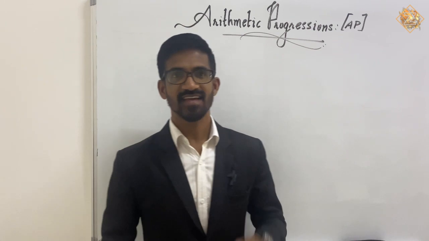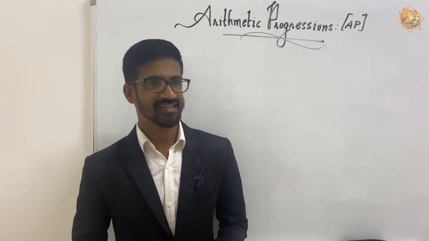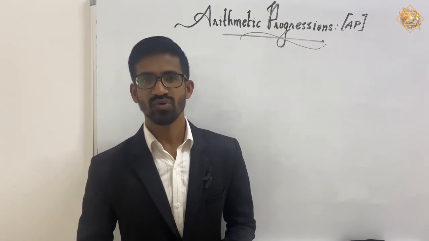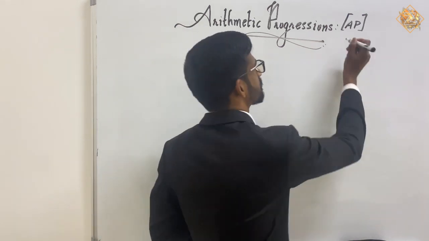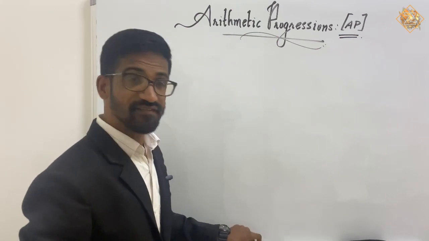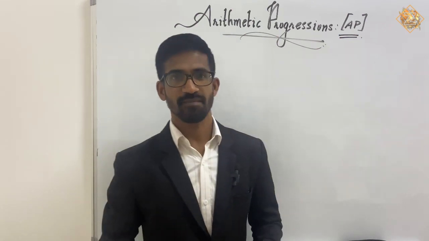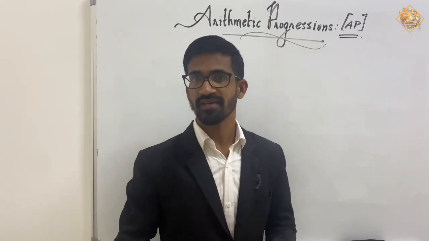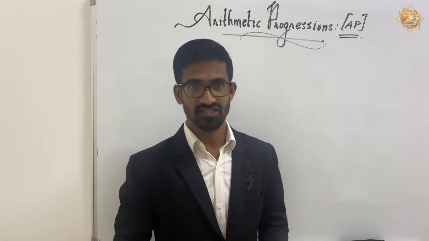Today we are going to discuss Chapter 5 of Grade 10, that is Arithmetic Progression. In short, we can write it as AP, Arithmetic Progression. By definition, it states that it's a list of numbers in which each term is obtained by adding a fixed number to the preceding terms.